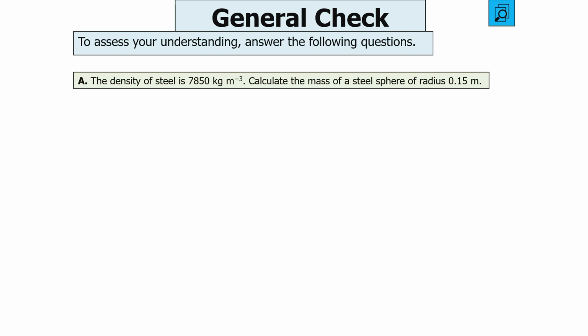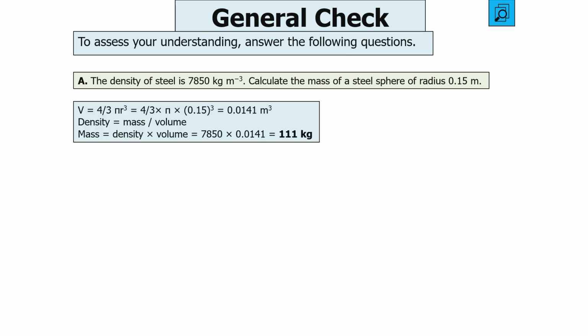Calculate the mass of a steel sphere of radius 0.15 metres. Pause the video now, then unpause the video when you want to go through your answer. The volume of a sphere is 4 over 3 pi r cubed. Pop in the values, you get 0.0141 meters cubed. Density is mass over volume, so mass is density times volume. Work it all through, we get 111 kilograms.